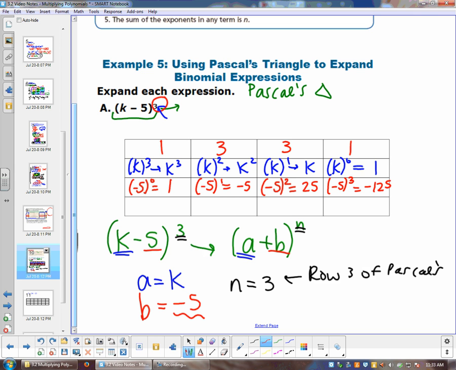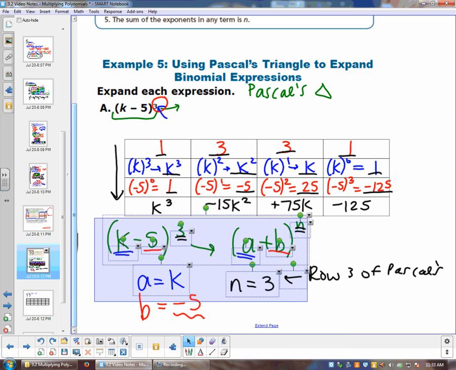Now, how will I finish this up and figure out what this is altogether? Well, the last thing you need to do is multiply down each of these. So 1 times k to the third times 1 is k to the third. 3 times k squared times negative 5 is negative 15k squared. 3 times k times 25 is positive 75k. And 1 times negative 125 is negative 125.